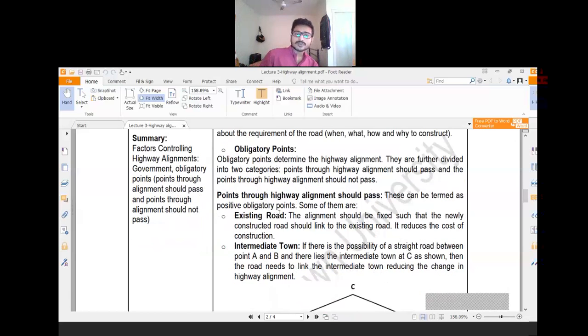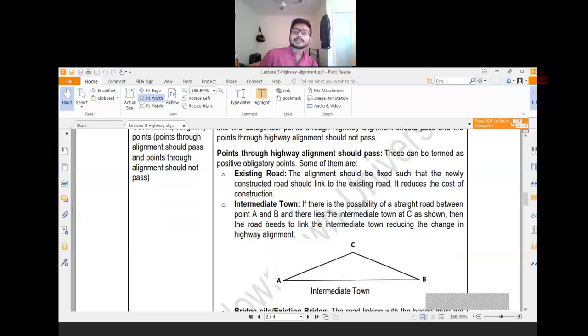First one is existing road. Suppose you need to connect two cities A and B, and in some portion an existing road is there. If you can connect the two cities using the existing road, it will be very economical and easy to construct. Therefore, if there is an existing road between the two cities, you should connect them through that existing road.